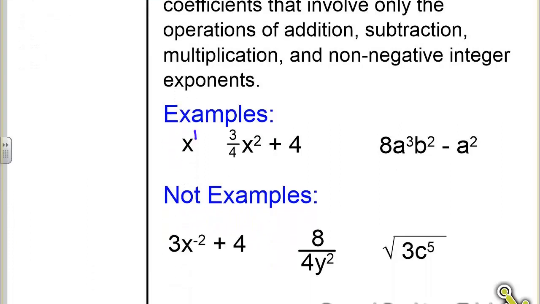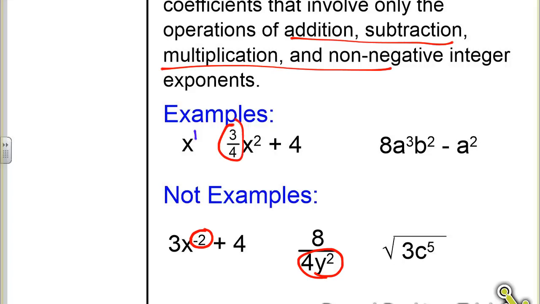Some things that are not examples, this next one here, we have 3x to the negative 2 power plus 4. So this negative 2 exponent right here, this is a negative integer, makes that not a polynomial by definition. Also, you can see we have a division down here of a variable, and if you look back up at the top, these operations are add, subtract, and multiply. They are not division. Now that doesn't count right here. This is a division of two numbers, not a division of a variable like we do down in the bottom. So that makes that not a polynomial.